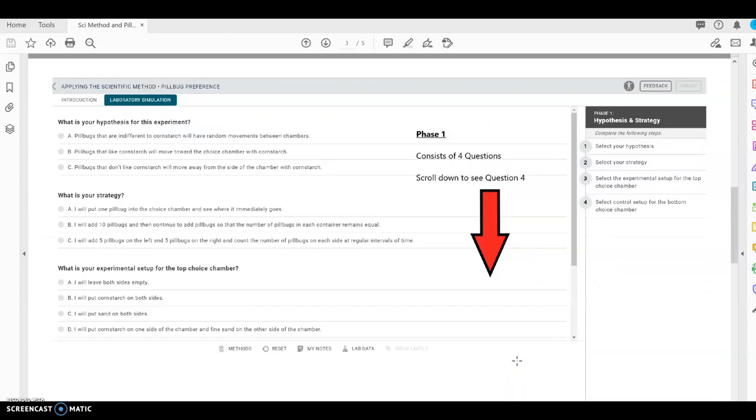When you first go into the lab past the introduction, there's going to be four questions, and that's phase one. Now, when you look over here on the instructions, they say answer four questions, but you might only see three questions on the screen. So make sure that you scroll down using the bar right here, so that you see that fourth question. Because if you don't answer all four questions, you won't be able to actually go on to the second phase of the experiment.